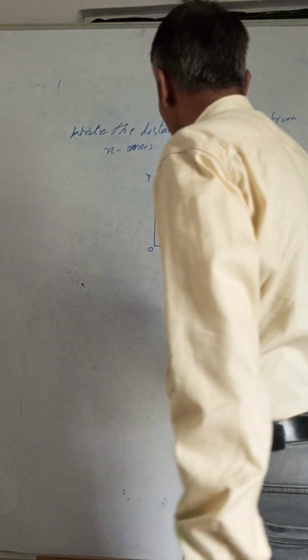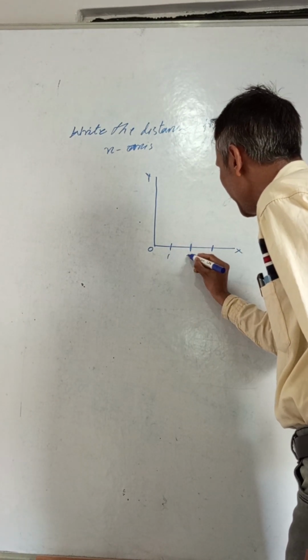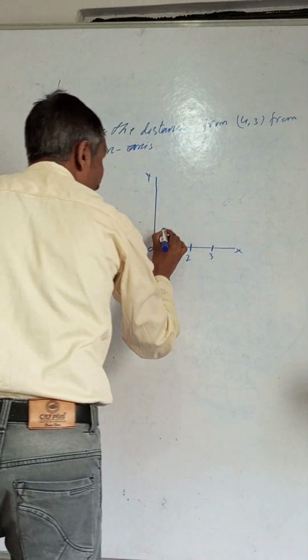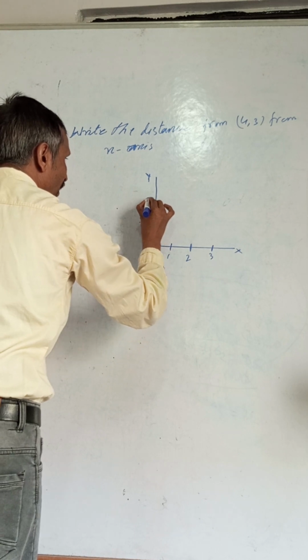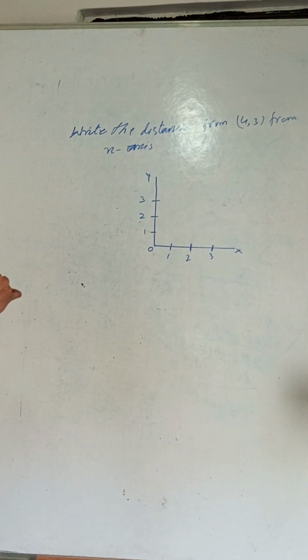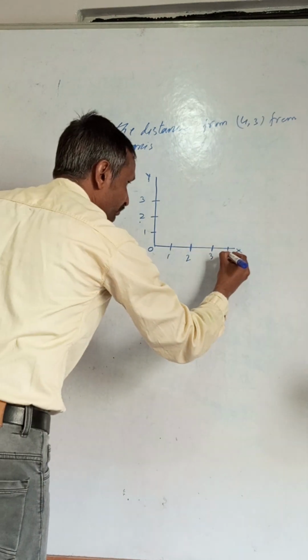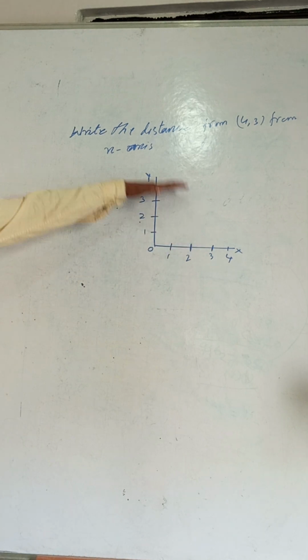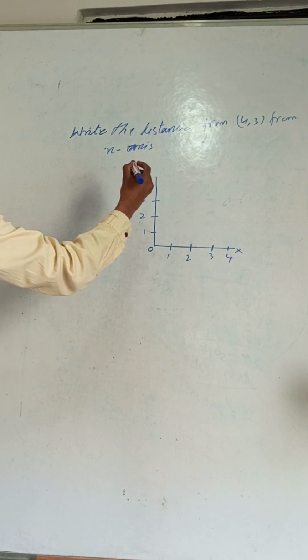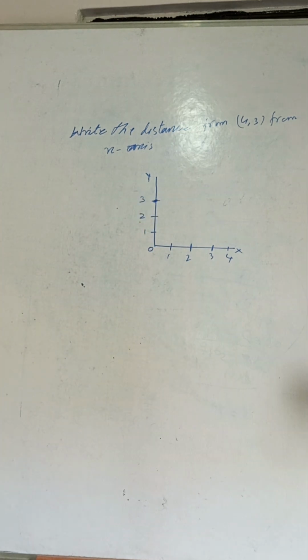Let us denote it. This side is 1, 2, 3. This side also is positive only, because the point is given as positive. 1, 2 and 3. Now it is asked, what is the distance of the point 4, 3 from the x-axis? This is the 4 and this is the 3. This is the x-axis. How much distance is there upward? So this is the point, and this is the answer. How much is it? 3 units.